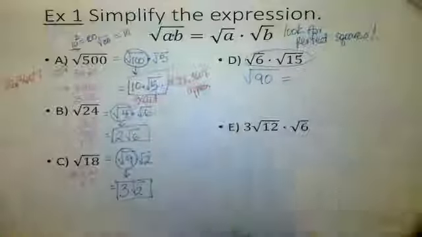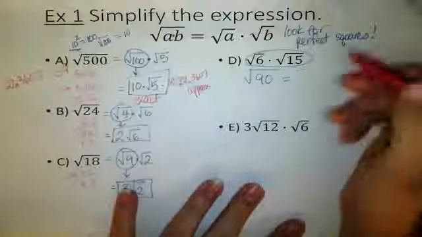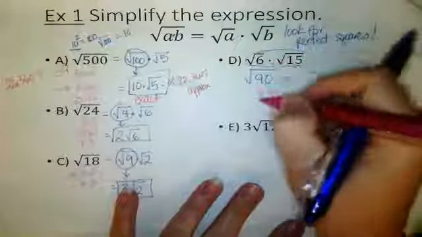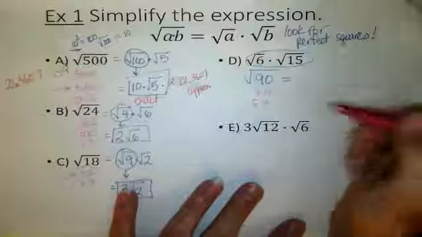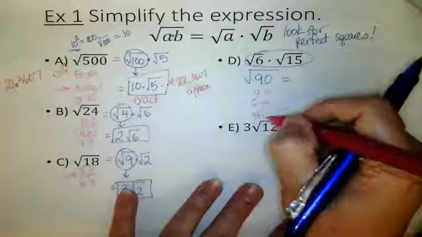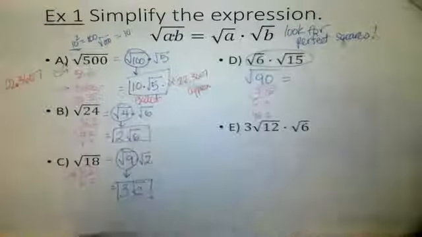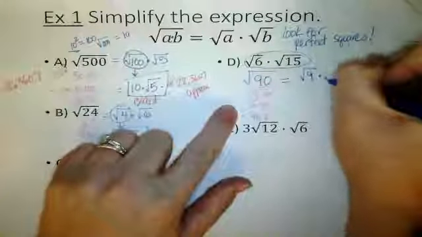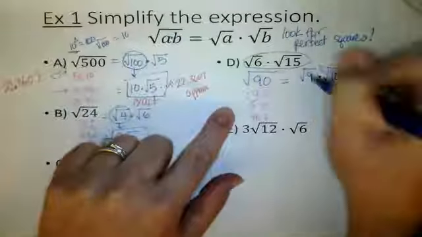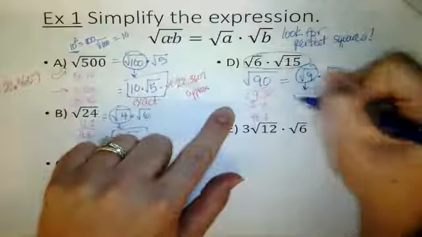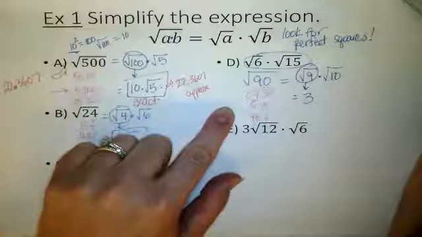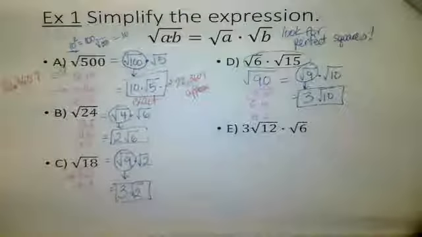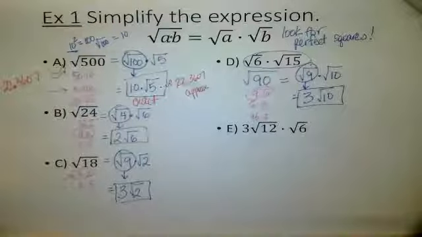So I want to think about my factors of 90. What are some factors of 90? 9 times 10, 6 times 15, 45 times 2. And again, we want to use 9 times 10 because it has a perfect square in there. So square root of 9 times the square root of 10. And what is the square root of 9? 3. And I can't do anything with the square root of 10. There's no perfect squares in there. So everything is just hunting for perfect squares.